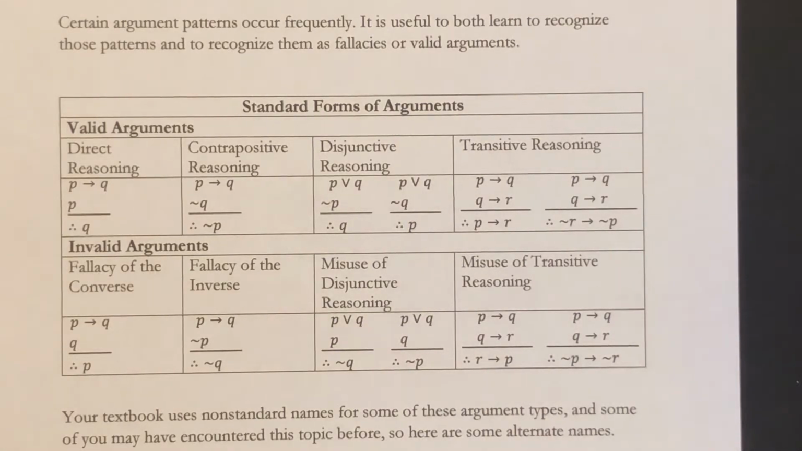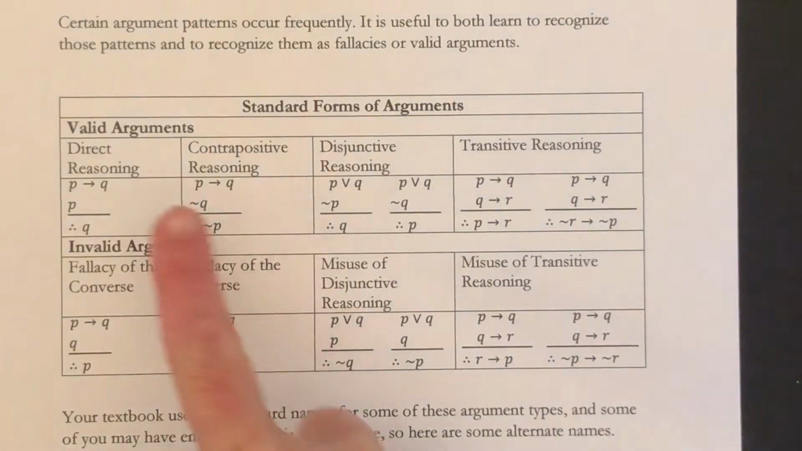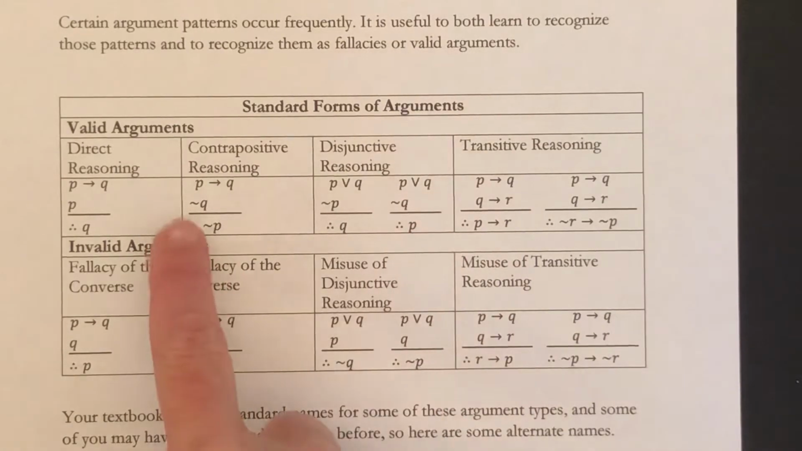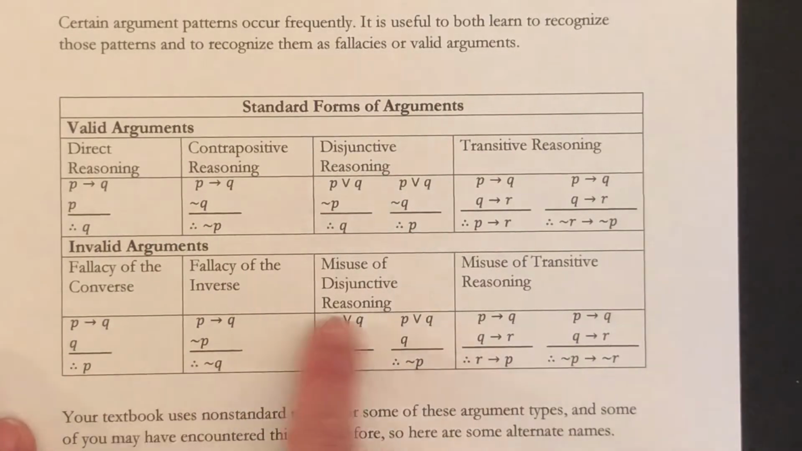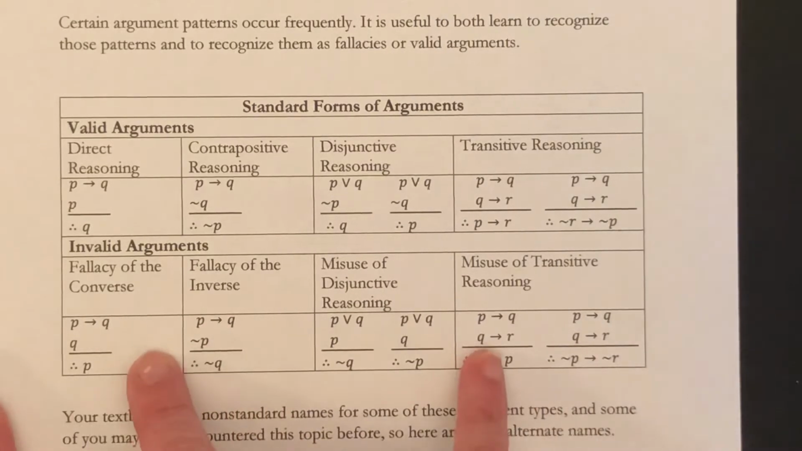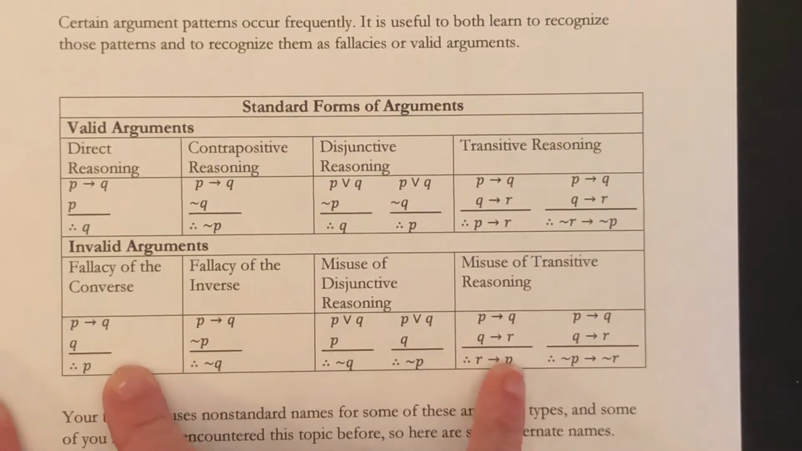This is part 4 of section 3.7. We were just talking about some standard forms of some valid arguments, and then you have some invalid arguments. These are very common mistakes people make.